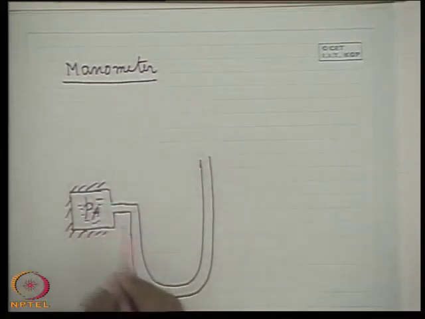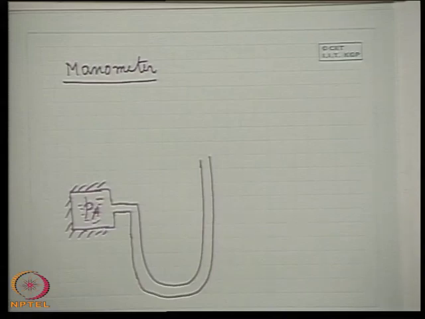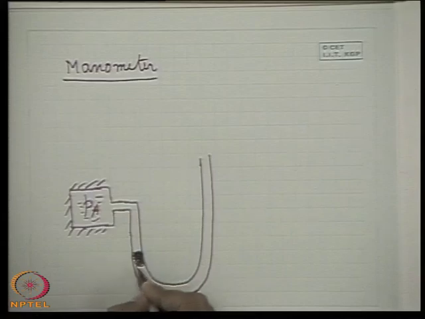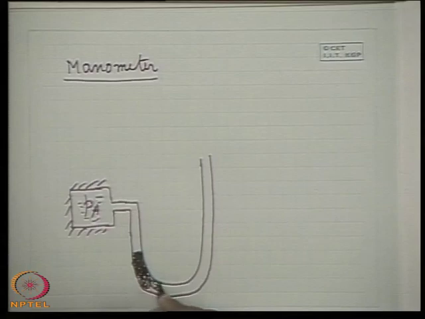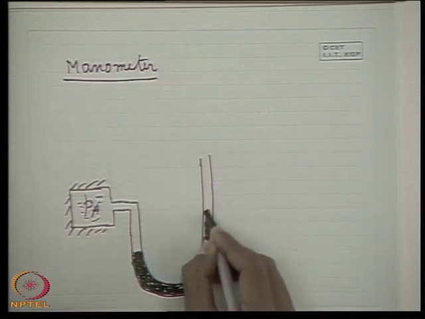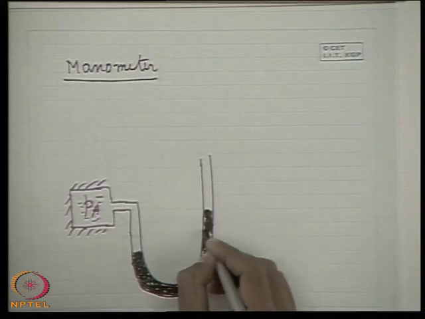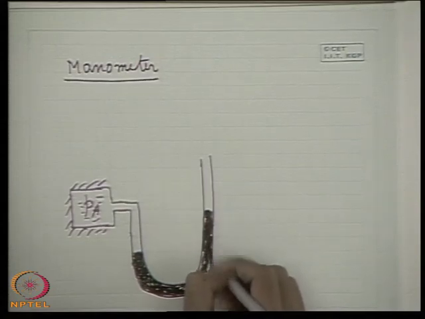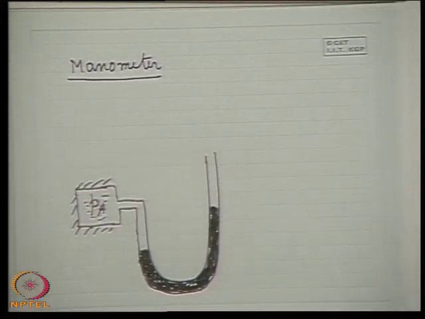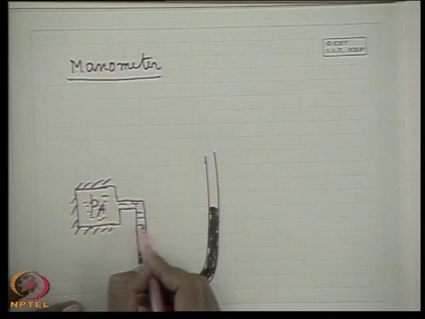A U tube is attached, and what happens if the pressure is very high? We take the advantage of another high density liquid which is filled in this tube. Let us see that this is a high density liquid which is filled in this tube. So what will happen, if it is attached to a system having a high pressure, this liquid here will fill up and push it down.